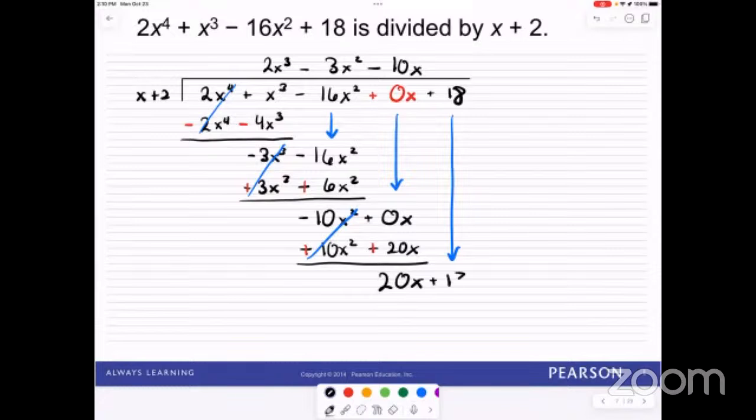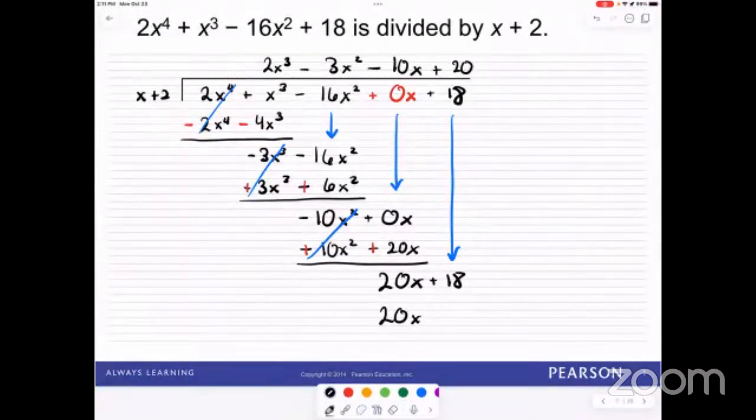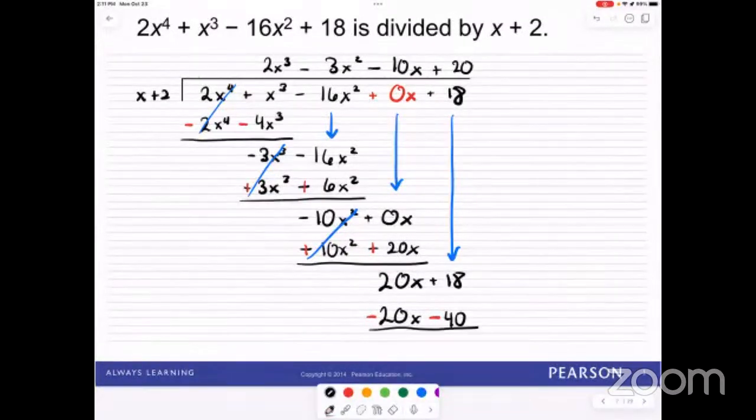And this is the last iteration. We say first divided by first. 20x divided by x is just 20. 20 times x is 20x, plus 40. Distribute our negative. This becomes negative, this becomes negative. A number plus its opposite is 0. That's a negative 22. This is our remainder here.